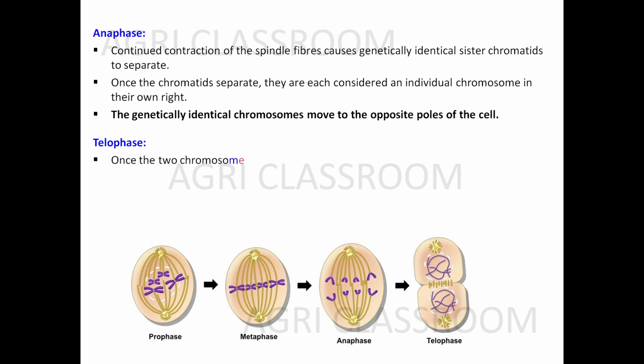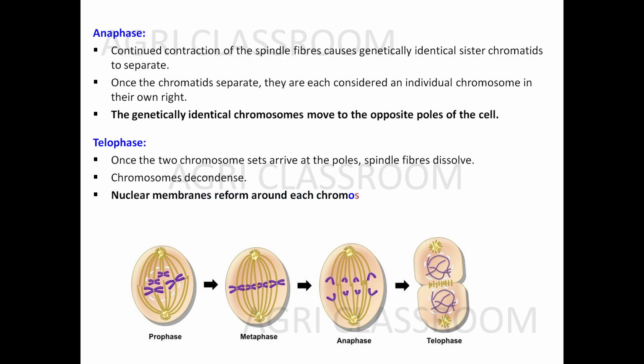Telophase. Once the two chromosome sets arrive at the poles, spindle fibers dissolve. Chromosomes decondense. Nuclear membranes reform around each chromosome set.